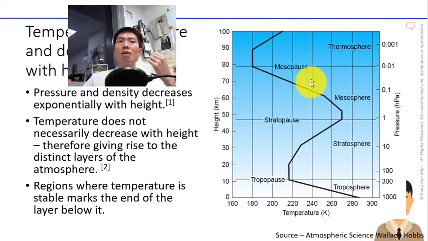And if you take a look at the temperature, it actually varies differently in the different layers of the atmosphere. This actually gives rise to the differentiation between the layers of the atmosphere. Now the regions of stable temperature mark the end of the layers below them. See the stable temperature here? So this is where the transition between the layers takes place, right? Between the thermosphere and the mesosphere.